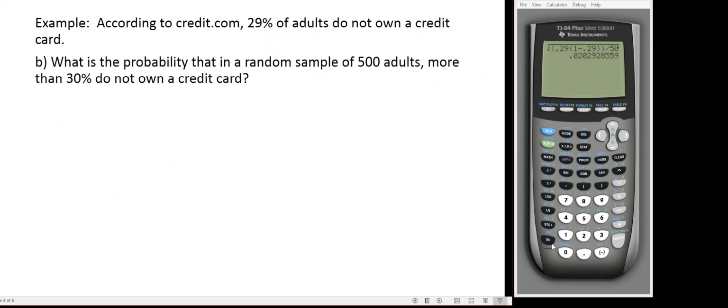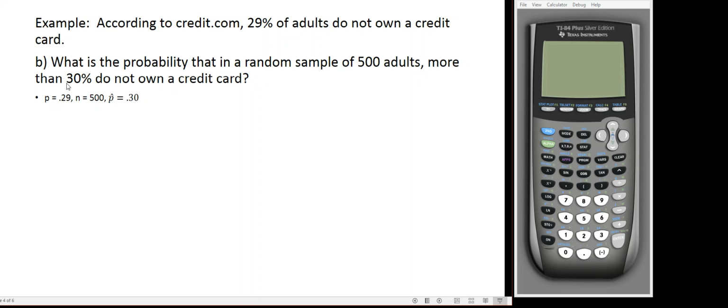Okay, so let's look at this next example. We still have the 29% of adults who do not own a credit card. This time they're asking, what is the probability that in a random sample of 500 adults, more than 30% do not own a credit card? So from before, let's put what we know. We know that our p is 0.29. They gave us our n, which was 500. And in this case, they give us our p hat already here, which is 0.30. This comes from a random sample of the 500 adults.